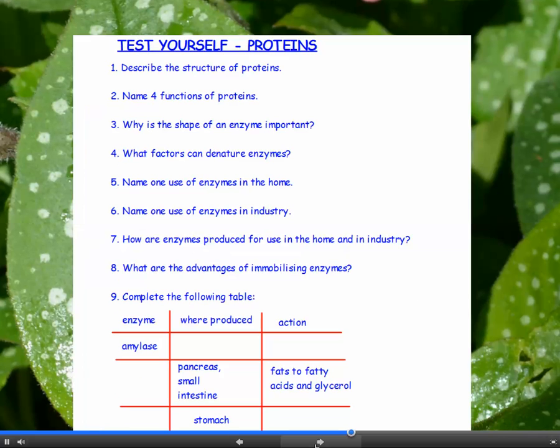Okay, time to test yourself then on proteins.